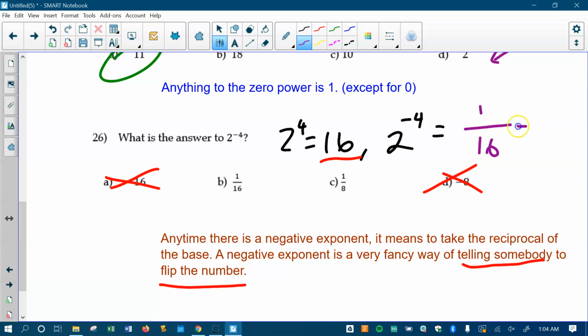And again, a different way you could think of that is anytime you see a negative exponent, take that number and move it to the opposite side of the fraction and put a 1 on top, which gets you 1 over 16.